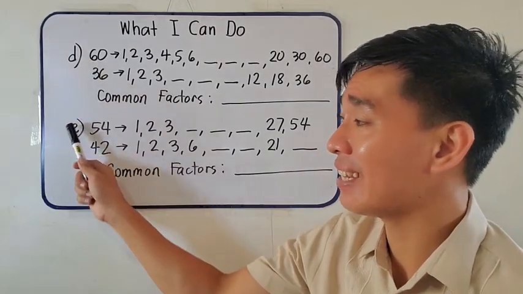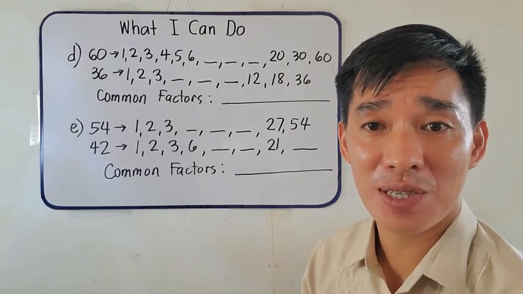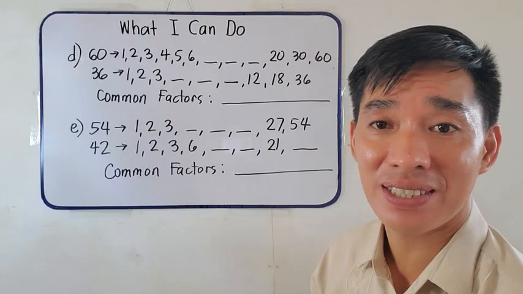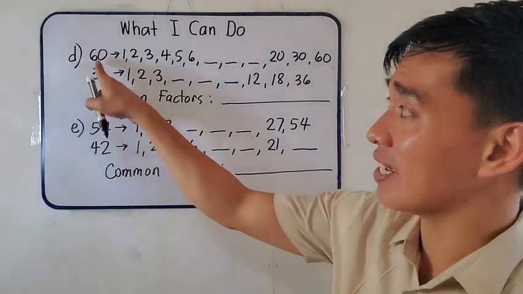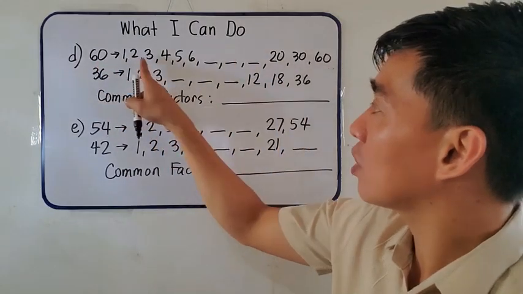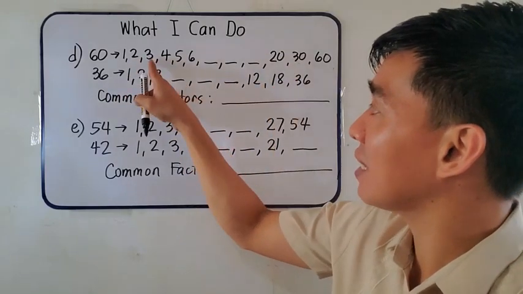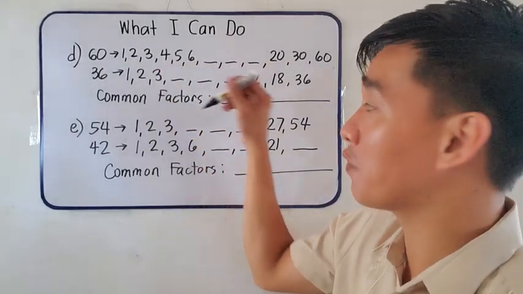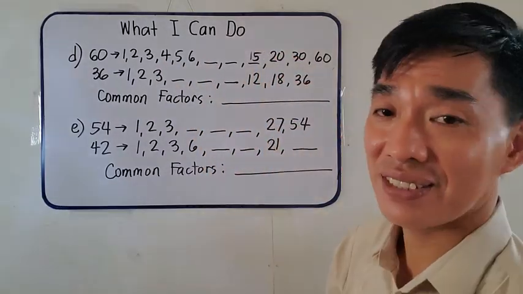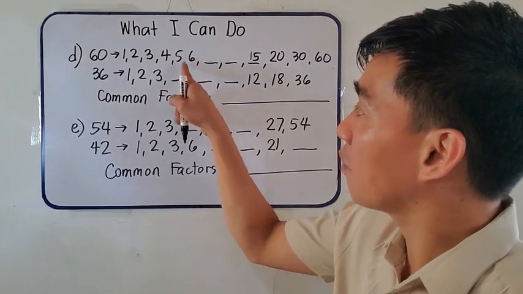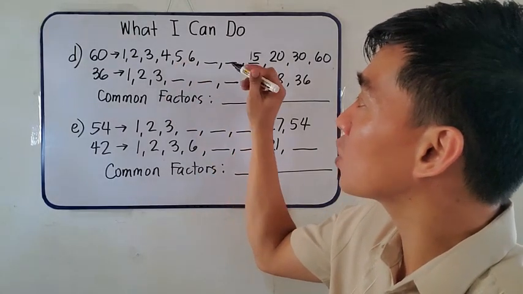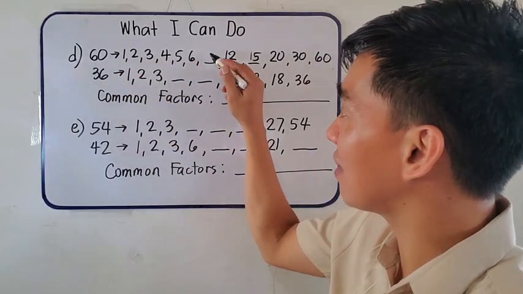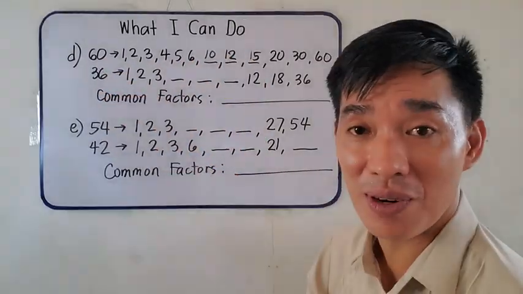For letter D and letter E, what are the answers for the missing blanks here and for the common factors? Let's try again 60. 1 times 60, 2 times 30 is 60, 3 times 20 is 60, 4 times 15 is the correct answer. That's also equal to 60. Now 5 times 12 is the correct answer. And obviously 6 times 10 because it ends with 0.